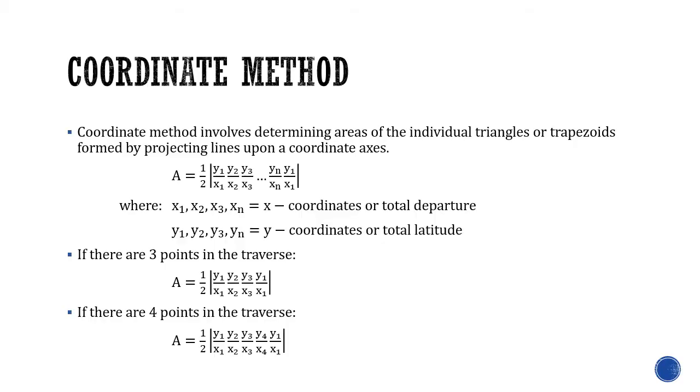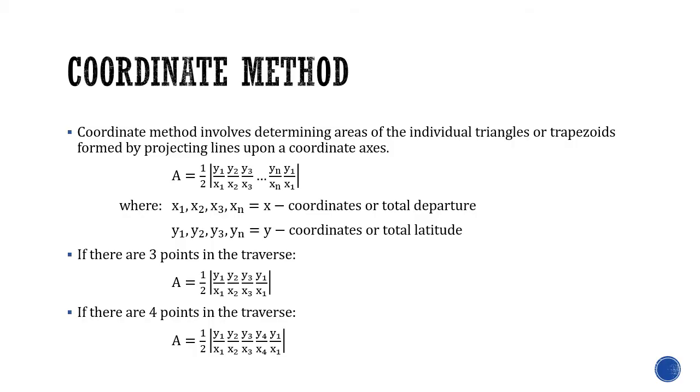Next method naman is the coordinate method. So this involves determining the areas of individual triangles or trapezoids formed by projecting lines upon a coordinate axis. Coordinate method yung tawag dito kasi gagamit tayo ng mga coordinates of the points. This one is also discussed in analytic geometry, no? Di-discuss nyo rin ito doon if ever meron pa kayo nun. Kasi dati meron kami nun. Ewan ko lang kung may ganun pa ngayon. Analytic geometry.